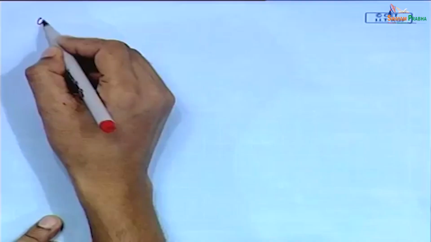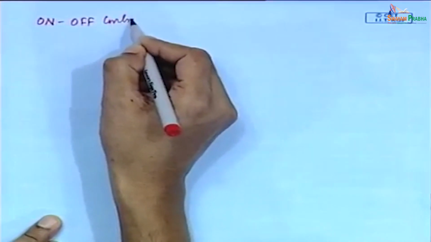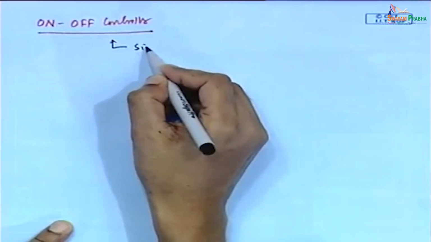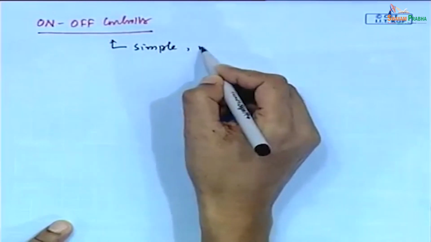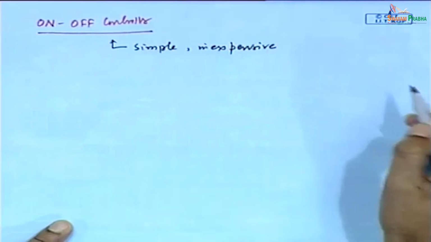Next, we will discuss another controller, that is the on off controller. The on off controller is a simple, inexpensive feedback controller.